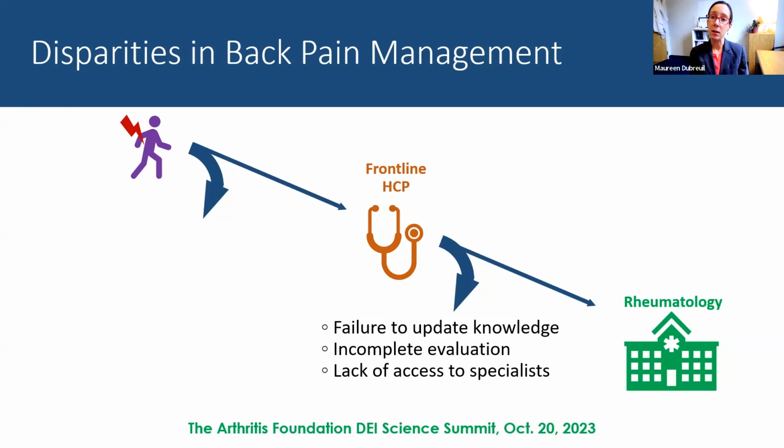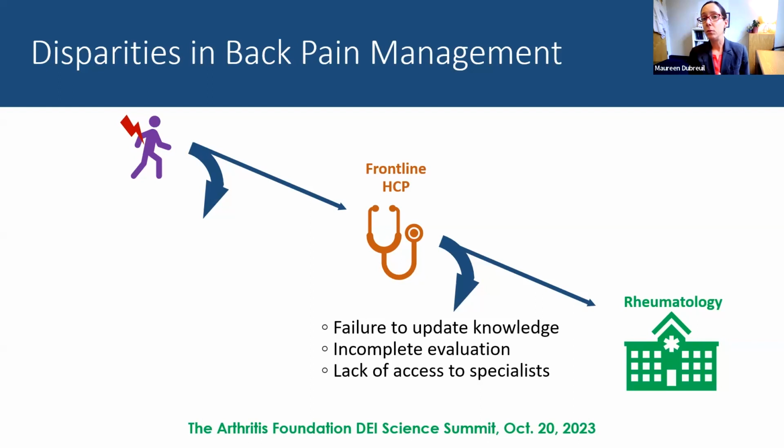There may be an incomplete evaluation for back pain, and we know that in the United States, African Americans and Latinx individuals are less likely to be referred for advanced imaging. They're less likely to be referred to a specialist in the setting of back pain. And then thirdly listed here is lack of access to rheumatologists.